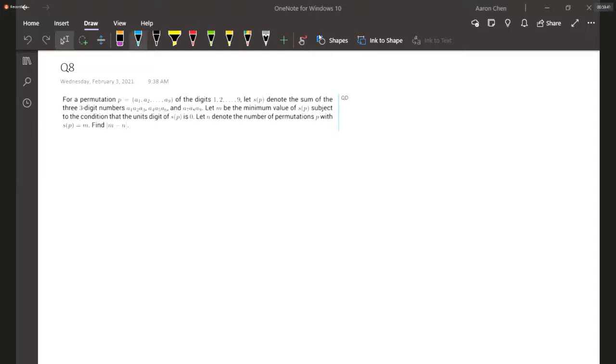Alright, so I'll start going over this problem now. You have a permutation A1, A2, all the way to A9 of the digits 1, 2, 3, 4, 5, 6, 7, 8, 9.